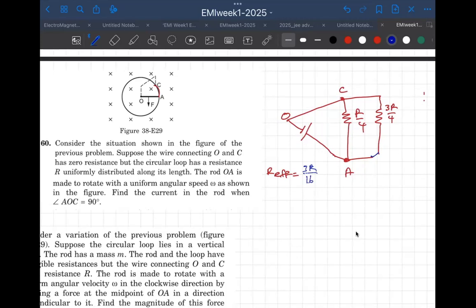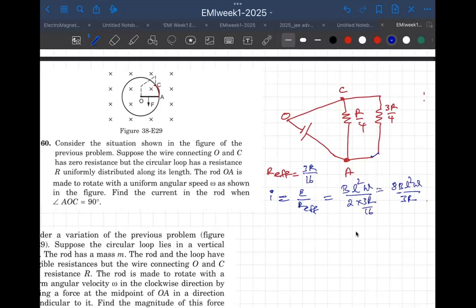Right. So what is the current? Find the current in the rod. EMF induced divided by R effective: B L square omega by 2, divided by 3R/16. This is nothing but 8 B L square omega by 3R.